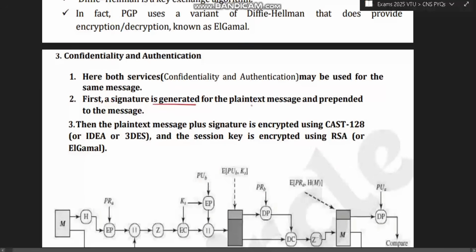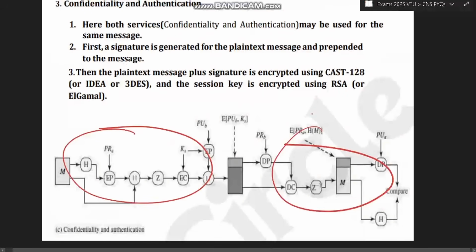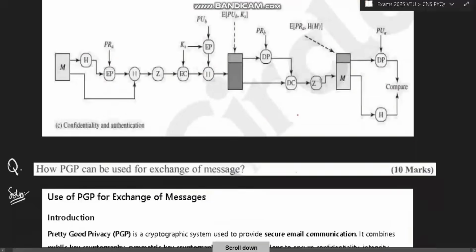First, a signature is generated for the plain text message and prepended to the message. Then the plain text message plus the signature is encrypted using CAST-128, and then the session key is encrypted using RSA. Two encryptions happen. First one is CAST-128, second one is session key encryption. So if you take both of those diagrams, confidentiality and authentication, and finally combine them here. So this is the thing you need to make.